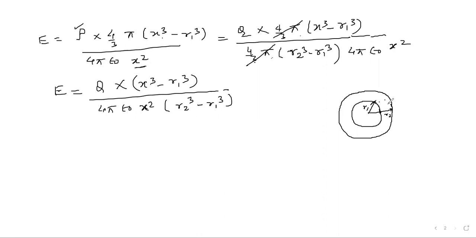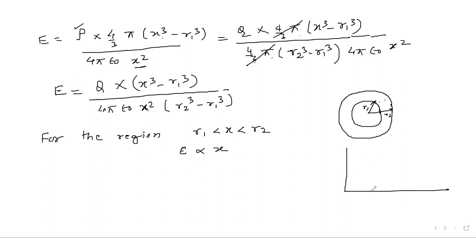And after that, it will follow the inverse square law. So we can say for the region R1 is less than x is less than R2, electric field E is proportional to x. So the graph will look like this. Sorry, it will start from R1. So it will go like this. This point is R1 and this point corresponds to R2.